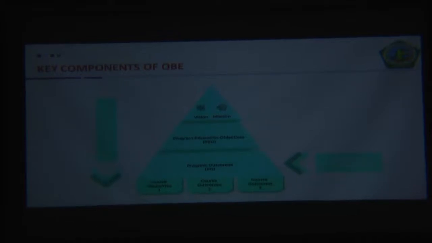And mission means how we are going to achieve the vision that we have set for us. So vision and mission are the starting point that we should look into when we start with outcome-based education. Then we keep coming down: from vision and mission, program education objectives will come, then program outcomes, and then the course outcomes. The thing that you will be directly dealing with, that requires ultimate attention, is your course outcomes.